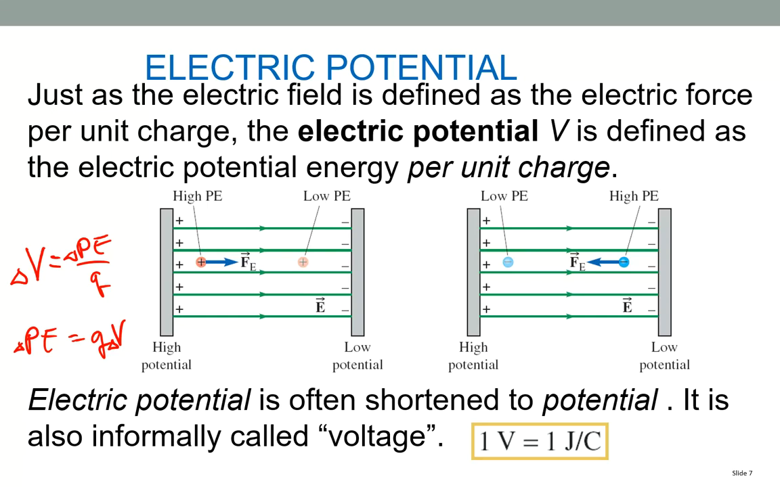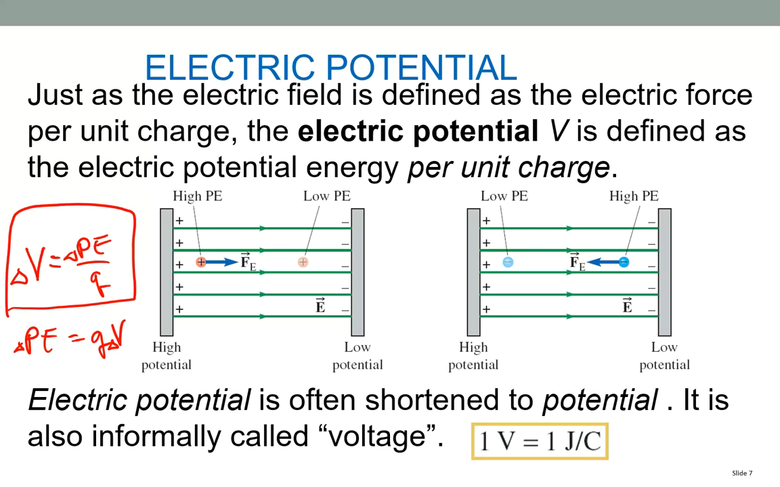Now, in terms of units, if we look at this definition, the unit for potential energy is the joule. The unit for charge is the coulomb. So that means that my voltage has units of joules per coulomb. So we call that a volt.